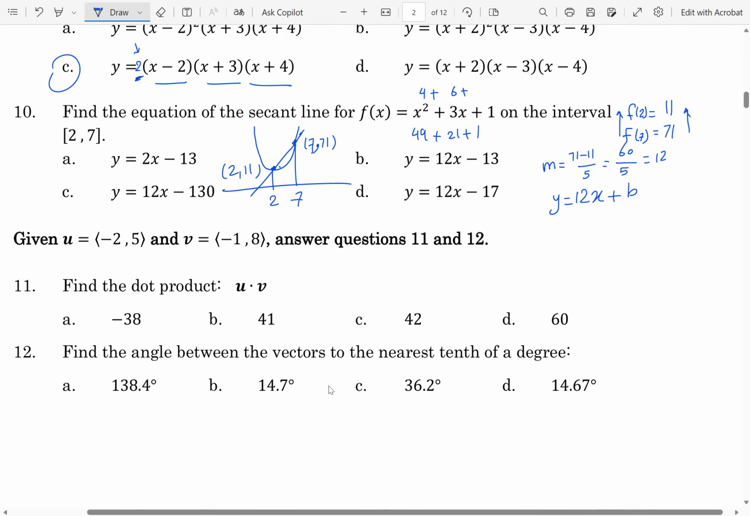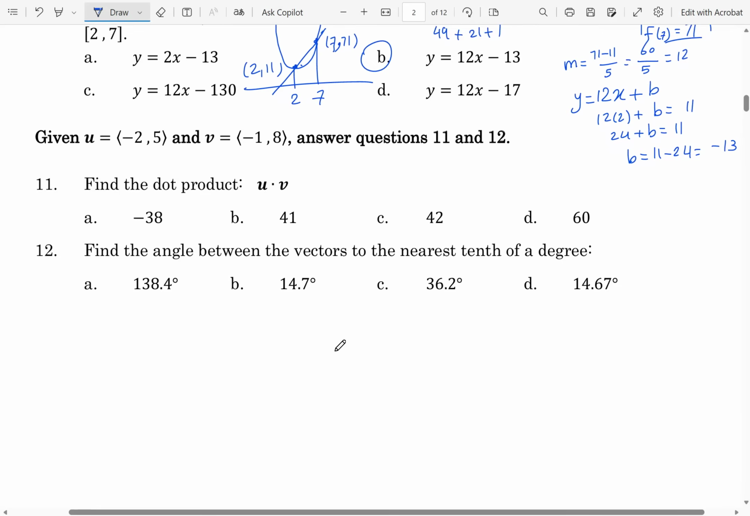To find the value of b, the y-intercept, just take 1 point, maybe 2 and 11 or 7 and 71. Take the smaller one, 2 and 11. So 12 times 2 plus b must be 11. So 24 plus b is equal to 11. So b is 11 minus 24, which is negative 13. So y equals 12x minus 13. This is the equation of the secant to the curve at the 2 points, in the interval 2 to 7.